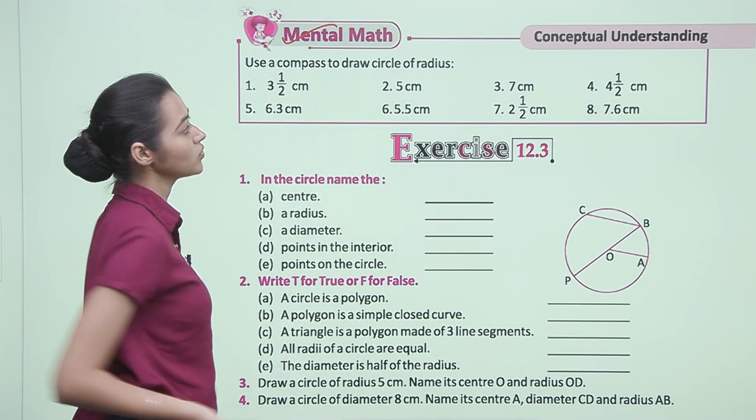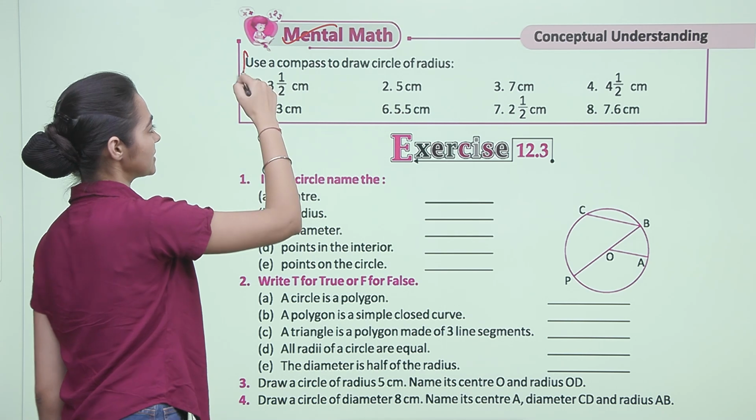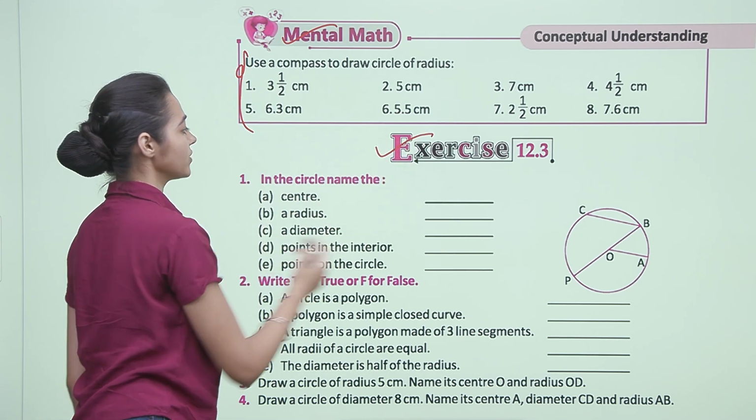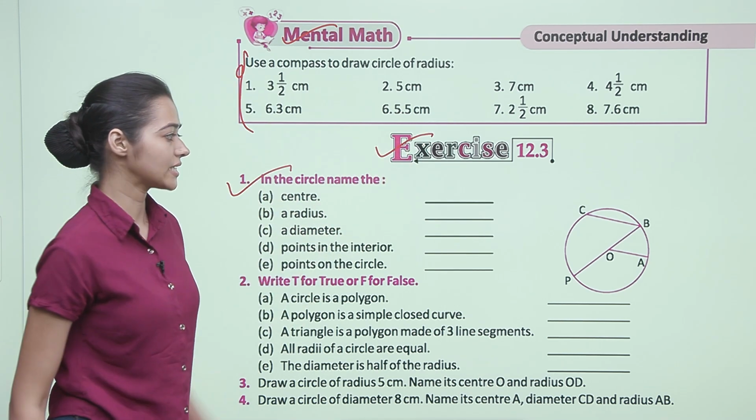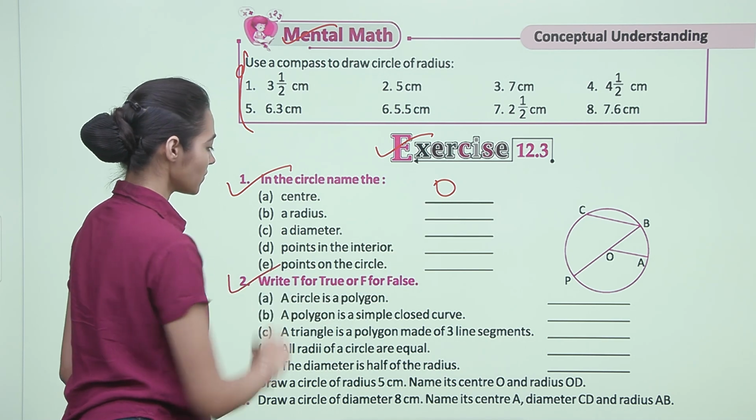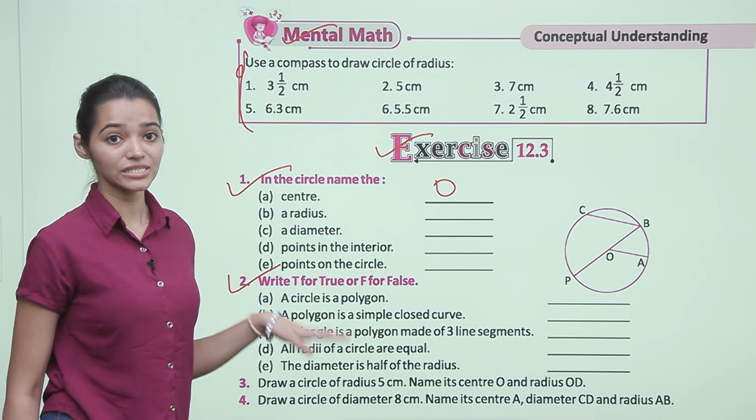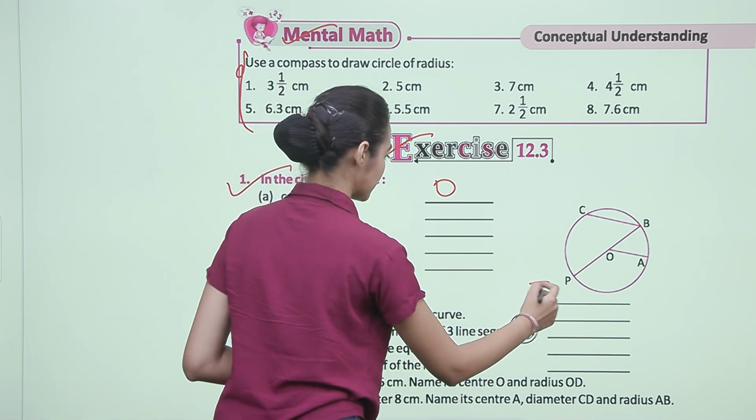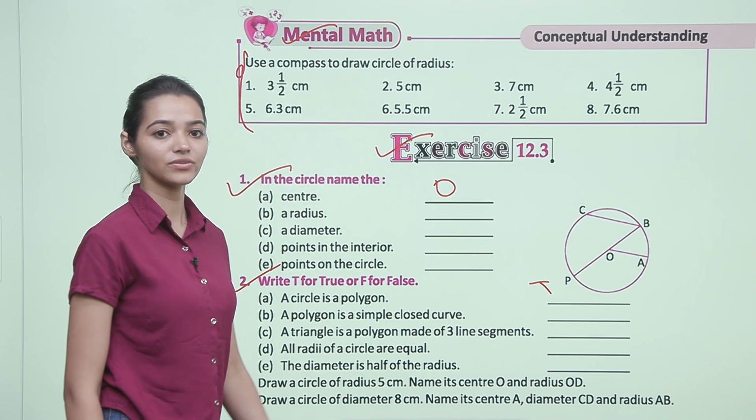Now mental maths. You have to use a compass to draw circles with the given radii. Now let's start with exercise 12.3. In the first one, in the circle name the center, that is O. In the next one, write T for true and F for false. A circle is a polygon. False. That's how you can complete the remaining part.